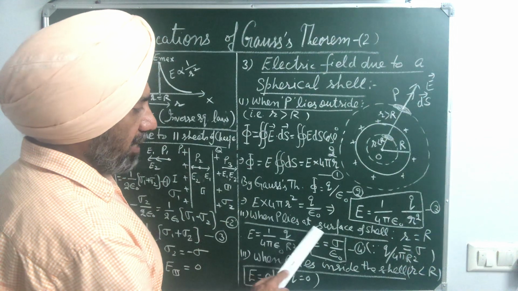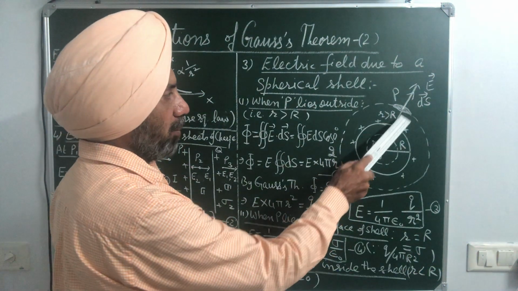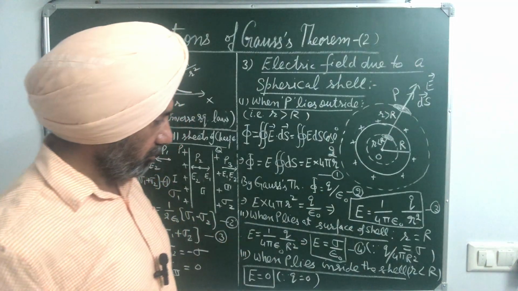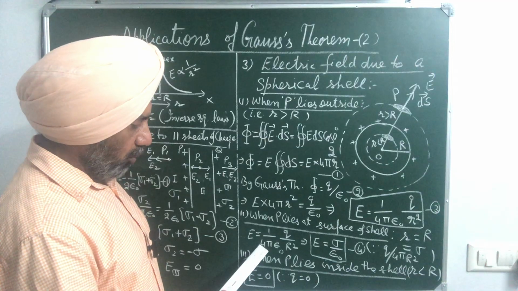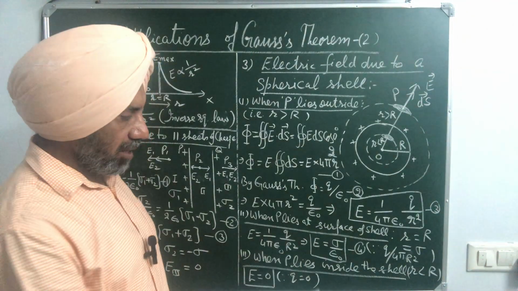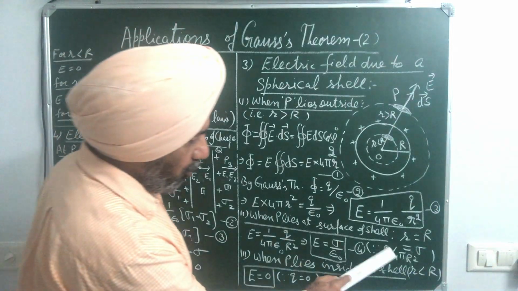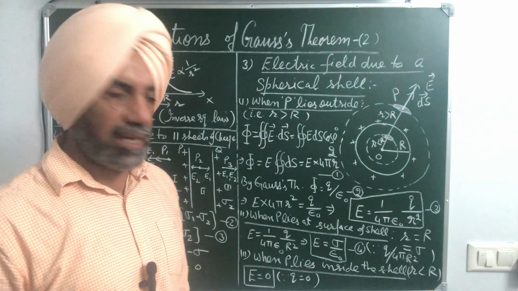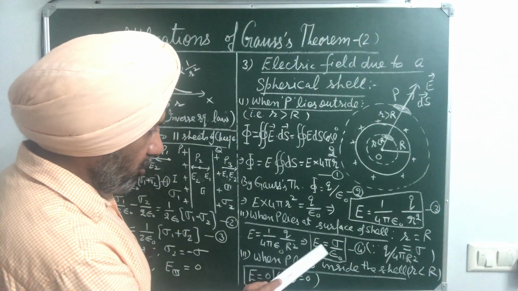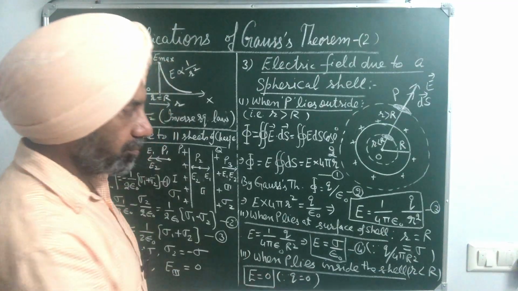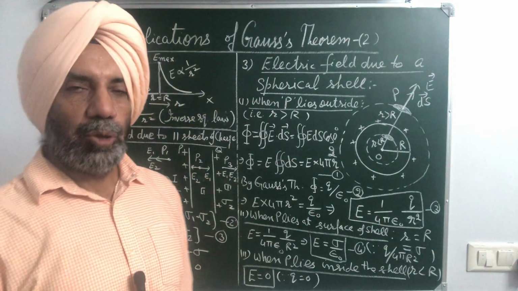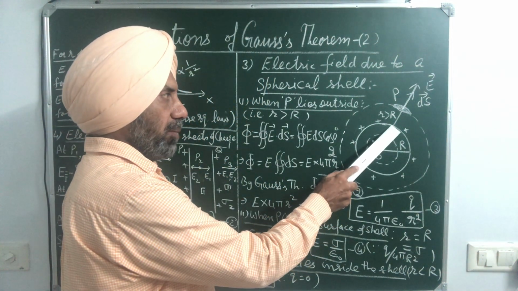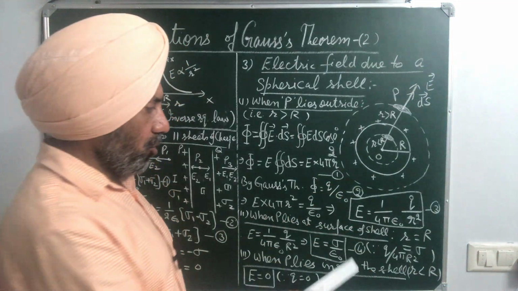Second, when P lies at the surface of the shell. If this point P lies on the surface of the shell, then simply small r will be equal to capital R. So electric field becomes 1 upon 4 pi epsilon naught Q upon capital R square. But Q upon 4 pi capital R square is equal to sigma, which is the surface charge density. So therefore E is equal to sigma upon epsilon naught. So the electric field due to a charged spherical shell at its surface is given by the ratio of sigma, that is surface charge density, to epsilon naught.